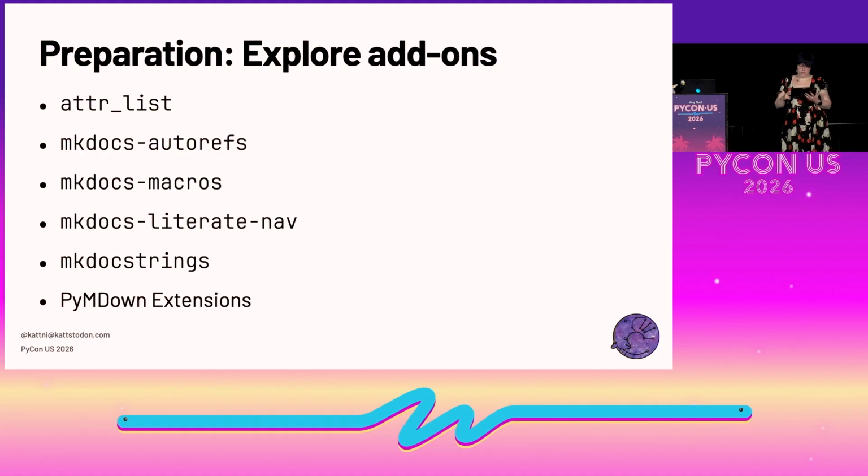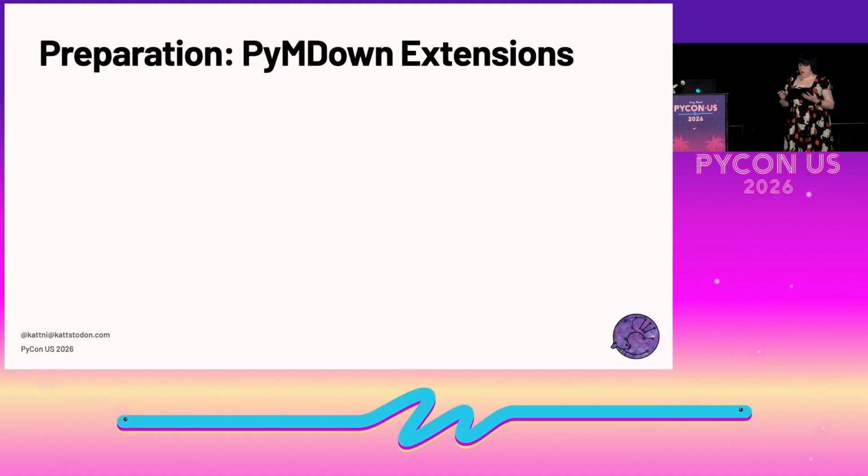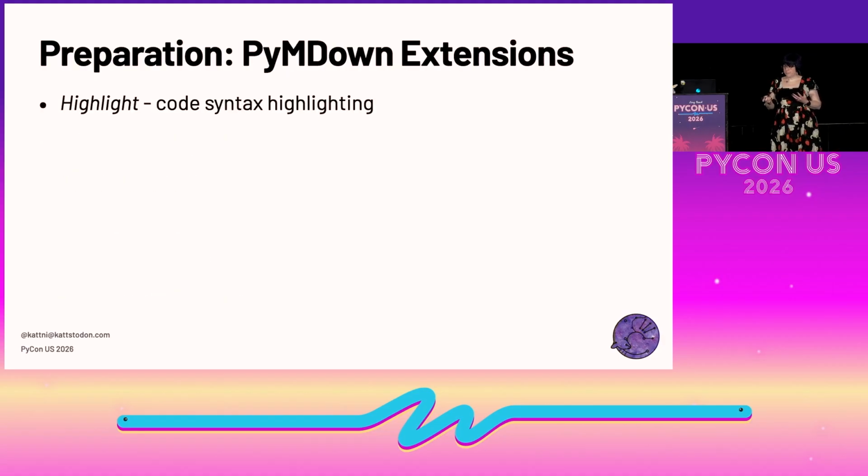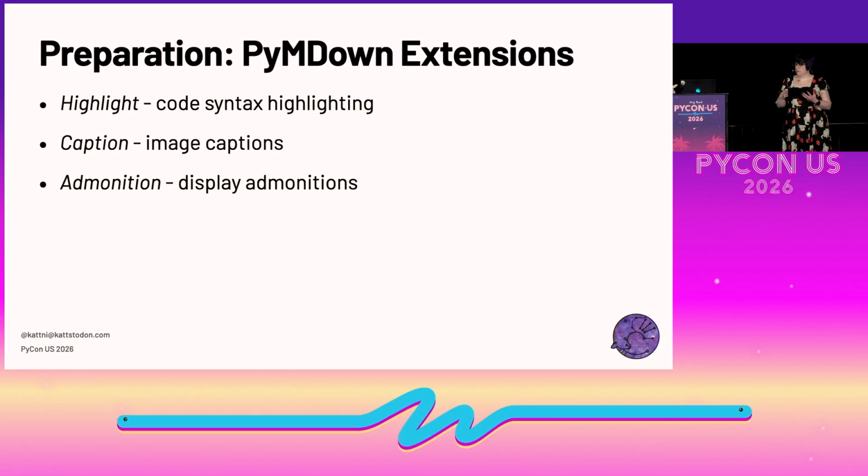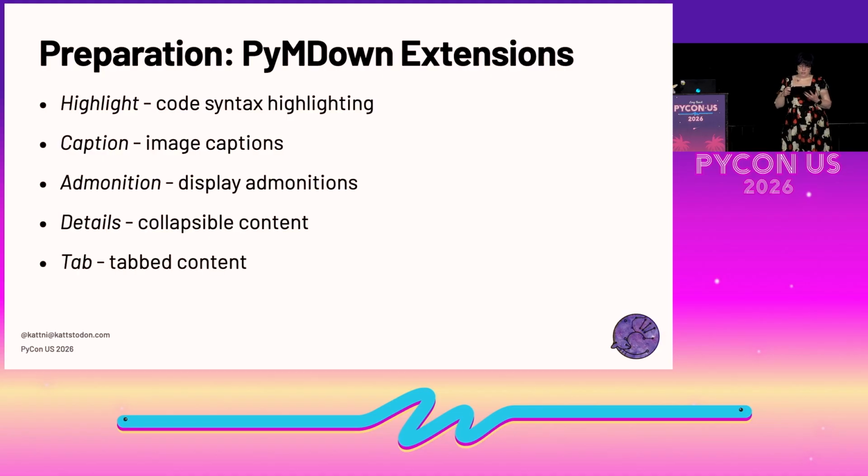In terms of Markdown formatting, PyMdown Extensions was critical. Also known as PyMdownX, it enabled us to do, among other things, code syntax highlighting, image captions, admonitions, collapsible content, tabbed content, and external content injection. The next step was automating the Markdown conversion.